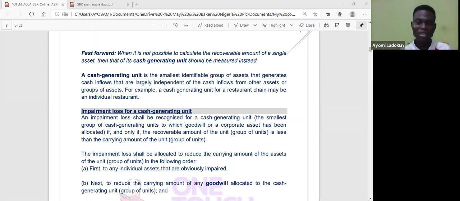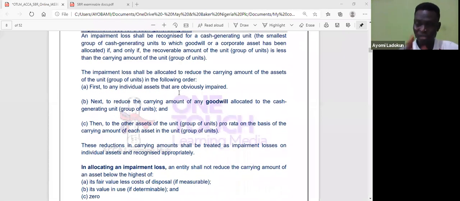Now, you follow 3 procedures. Number 1, impair obviously impaired assets. Number 2, reduce goodwill to 0. And 3, allocate impairment loss balance to other assets on a pro rata basis. So let me say that again. You impair obviously impaired assets, reduce goodwill to 0. That's step 2. Then step 3, allocate the balance, that's impairment loss balance, to other assets on a pro rata basis.